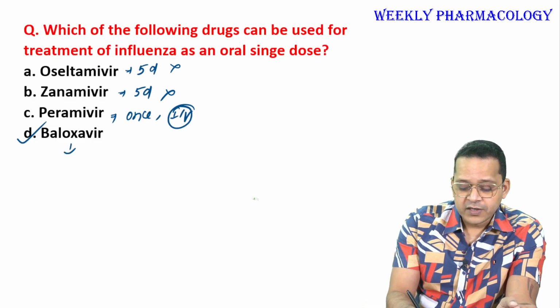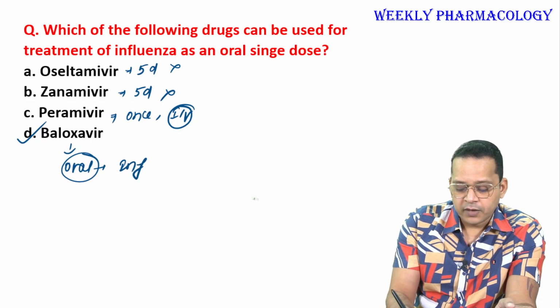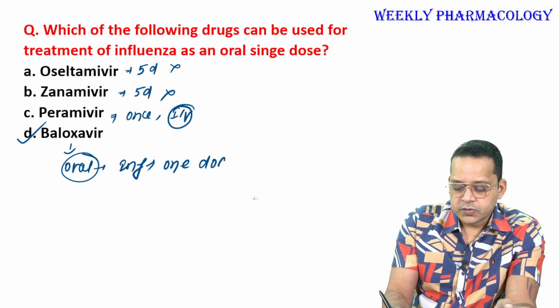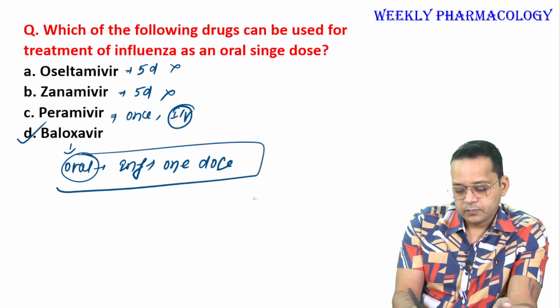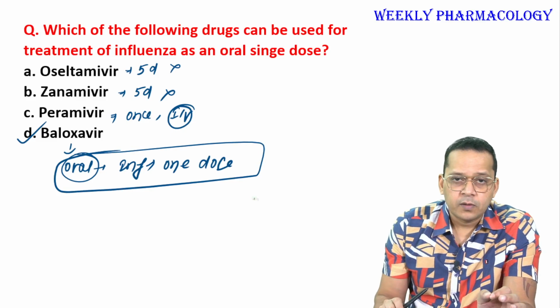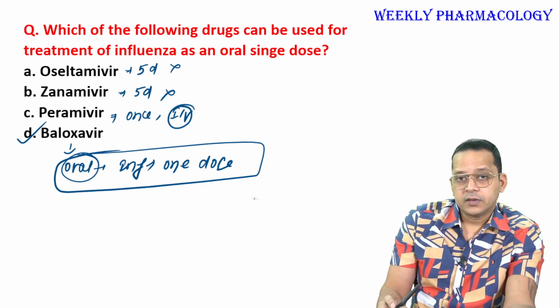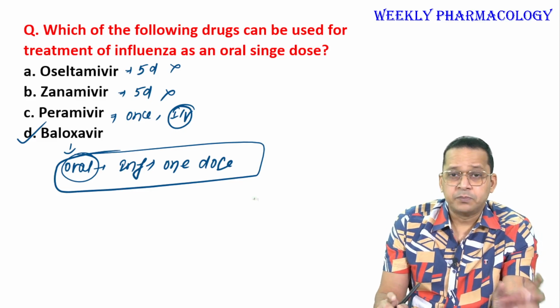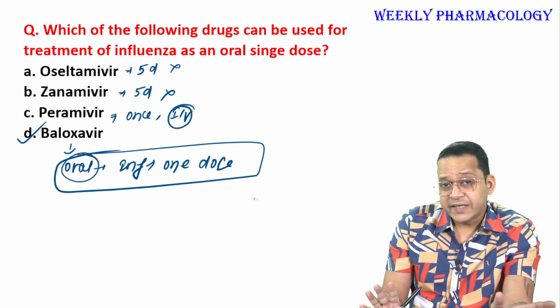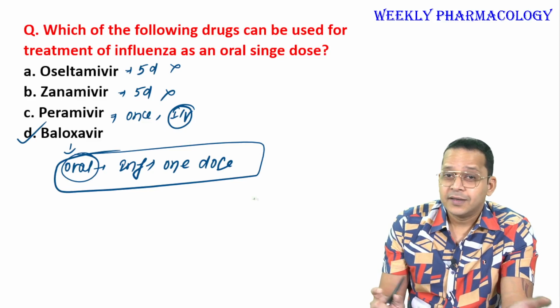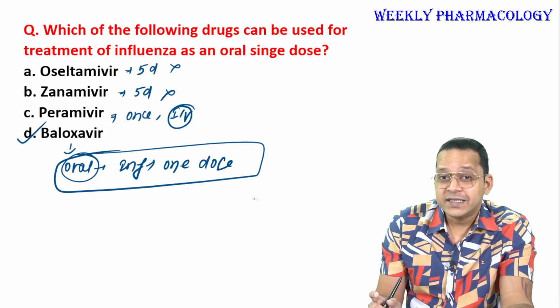So baloxavir, remember, it is an oral drug used for treatment of influenza, and it is given as 1 dose. I give only 1 dose of baloxavir for treatment of influenza. That is the benefit of using baloxavir, though price might be a constraint. The reason being, it's a branded drug. There are no generics yet, right?